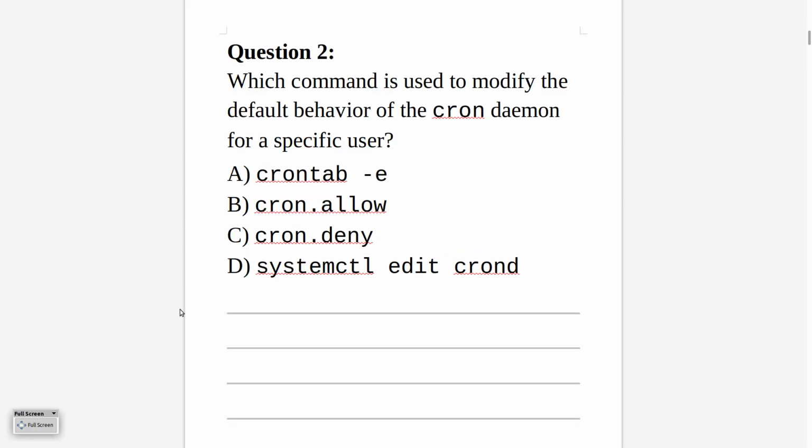Question 2. Which command is used to modify the default behavior of the cron daemon for a specific user? Is it crontab -e? Is it cron.allow, cron.deny, or systemctl edit crond? Edit the behavior by default of the daemon for a specific user.